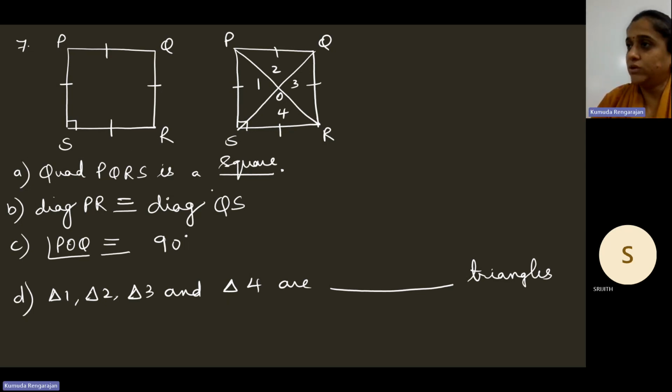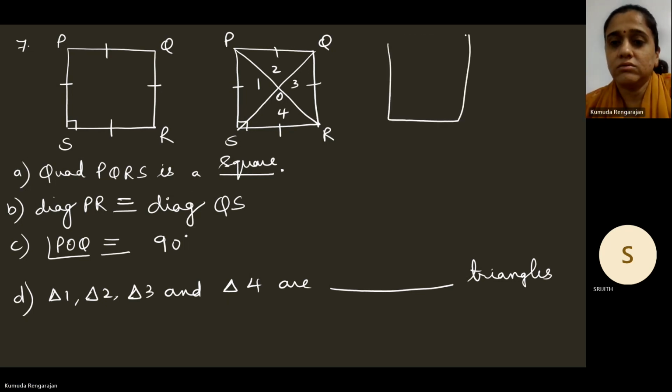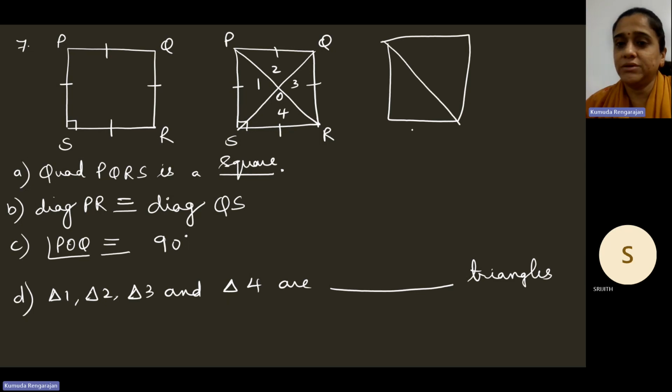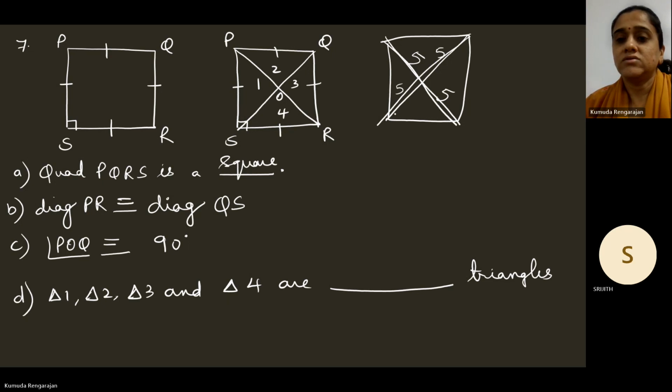Now, are the diagonals equal? Yes. Okay. So if this diagonal is 10 centimeters, how much is it here? And this also is 10, right? So it'll be 5 here and 5 here. So in this triangle, two sides are equal. In this triangle, two sides are equal. In this triangle, two sides are equal. In this triangle also two sides are equal.